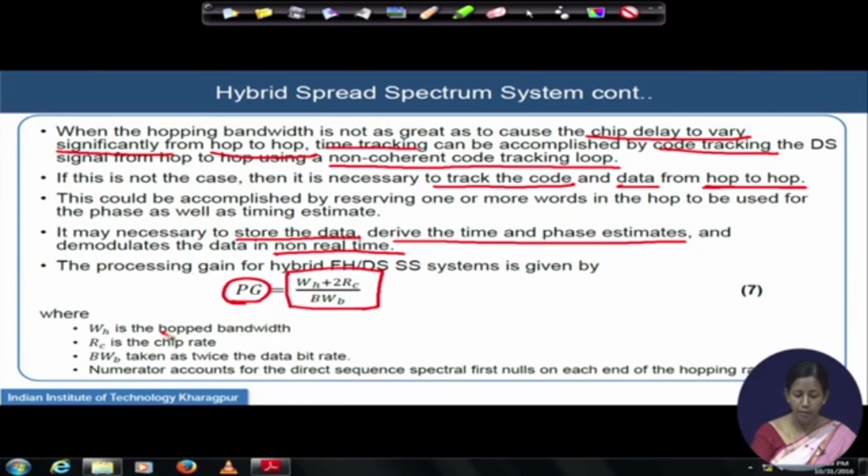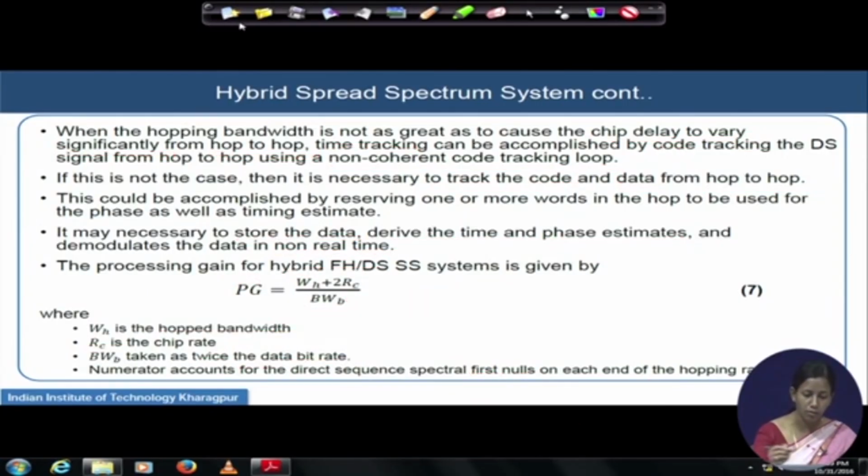WH is the hopped bandwidth, RC is the chip rate, and remember this WB we have taken as twice the data bit rate. So, finally, it is (WH plus 2 RC) divided by WB. This is the modulation bandwidth that we have seen earlier. This was the hopping bandwidth and this 2 RC is the chip rate. And this total bandwidth we are talking about is for the direct sequence spectrum, where we consider the first nulls on each side of the hopping range.